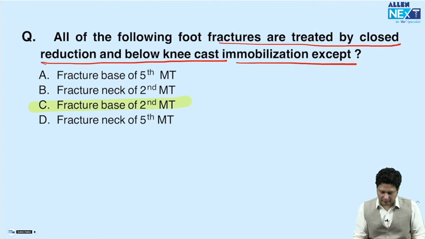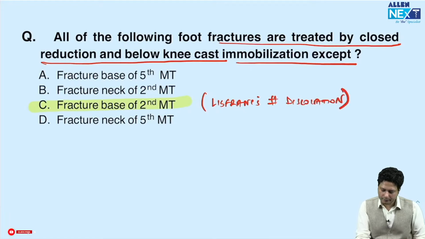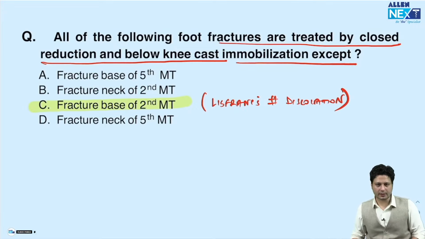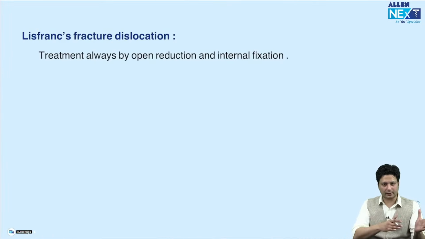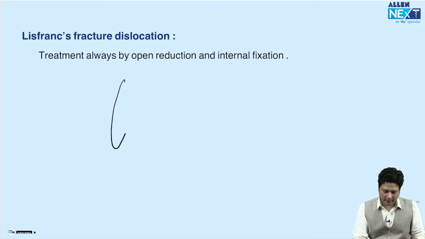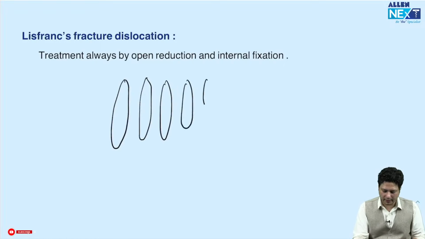And the fracture base of second metatarsal is also known by the name of Lisfranc's fracture dislocation. It is Lisfranc's fracture dislocation. Now, how this Lisfranc fracture dislocation is different from the management of the others, just try to understand. Imagine this is first, second, third, fourth and fifth metatarsal. The first, second, third, fourth and fifth.